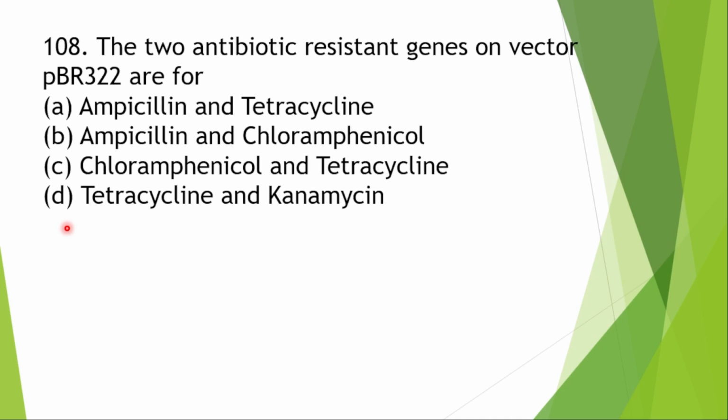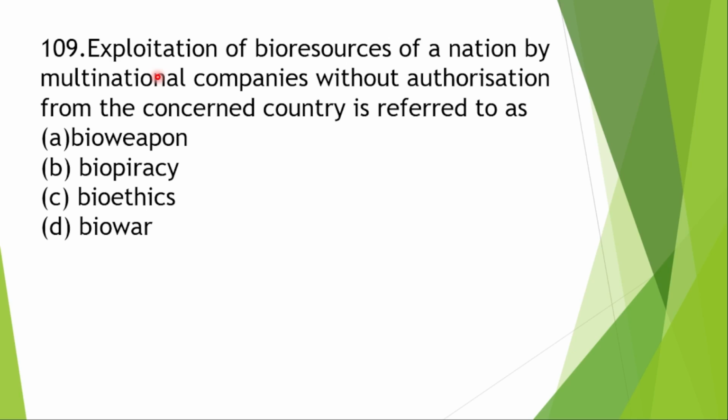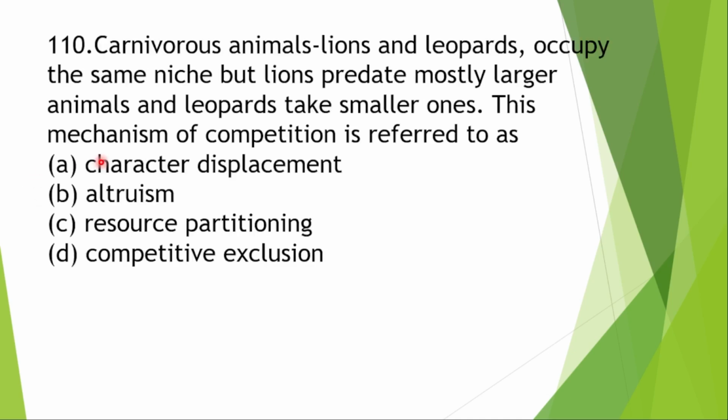Next, 108. The two antibiotic resistant genes on vector PBR322 are for ampicillin and tetracycline, ampicillin and chloramphenicol, and tetracycline and kanamycin. So the right option is option A, ampicillin and tetracycline. Next, 109. Exploitation of bioreserves of a nation by multinational companies without authorization from the concerned company or country refers to as biopiracy. That is B is right here.